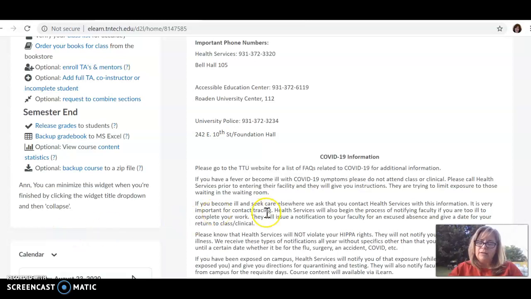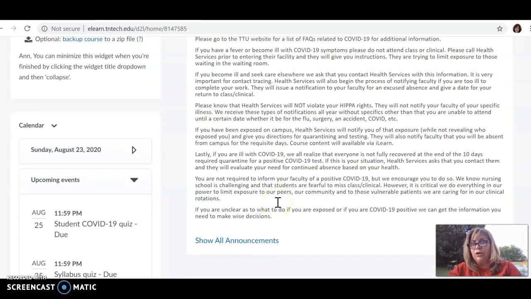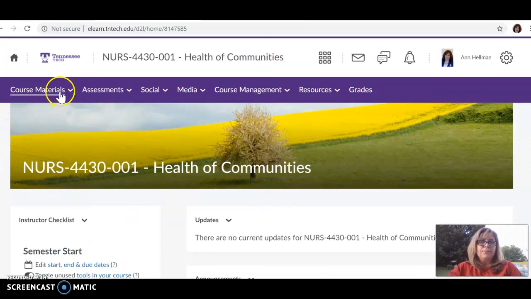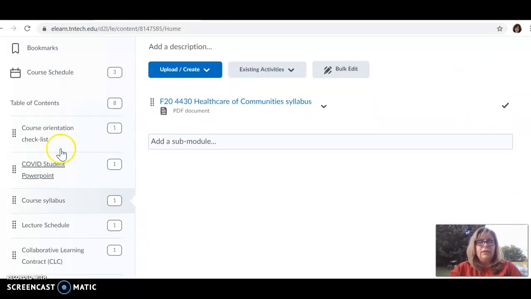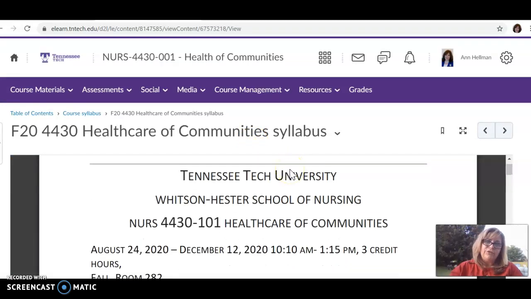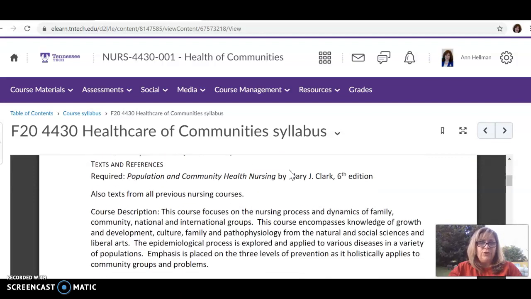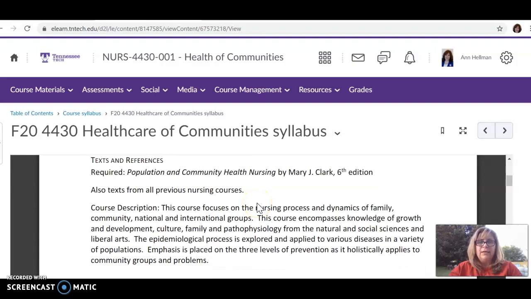So as well as all the different policies you're hearing about COVID-19, here's just some other things that you might want to read and be aware of. So I do encourage you to take some time to do that as you're orienting yourself to the course. So let's go on into course materials and the content. Of course, let's get into the syllabus. It's your basic syllabus that you've had all of these semesters before. Just want to point out a few things for you. I hope you are using the 6th edition of the Mary Jo Clark Population and Community Health Nursing course.